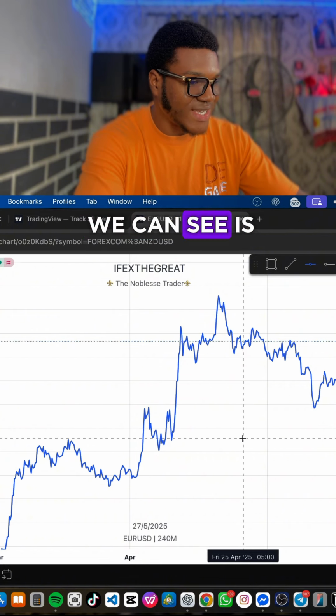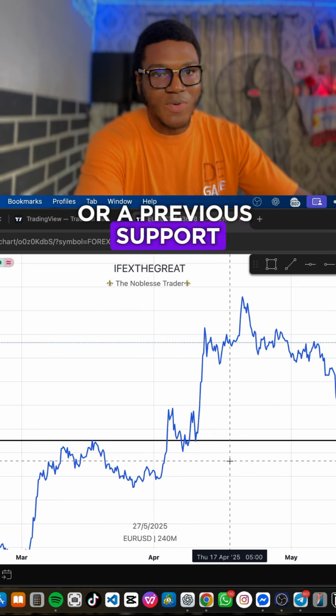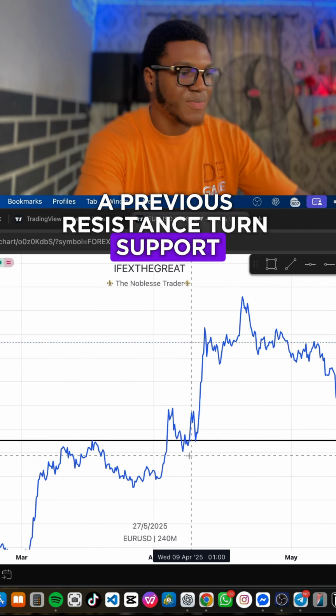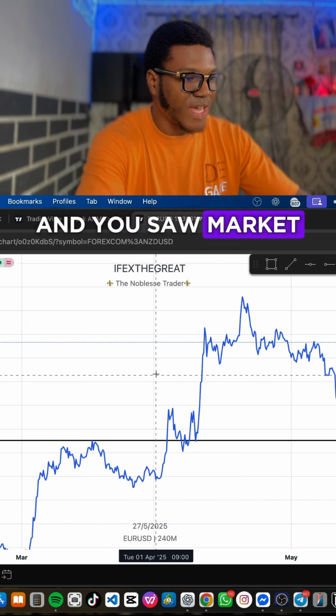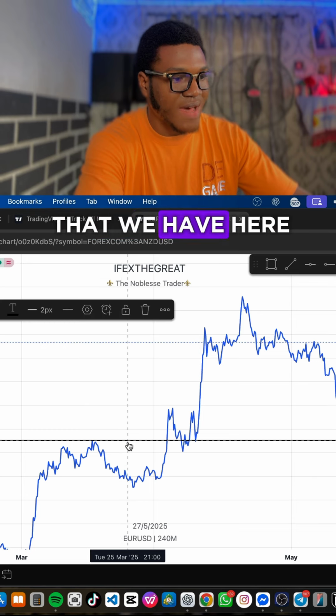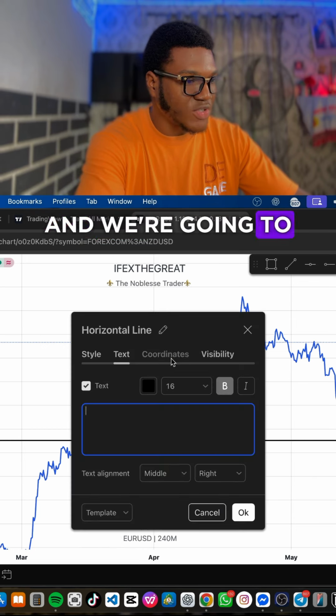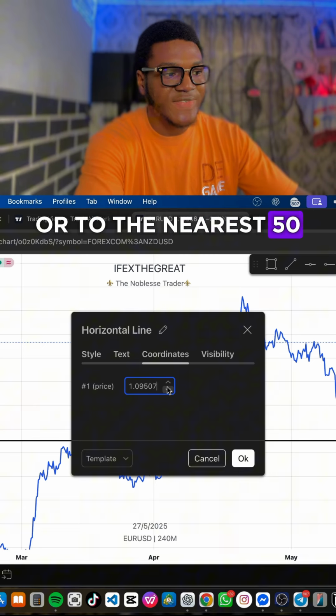So the first zone we can see is actually here. And why is this zone a previous resistance turned support? Because you see on the left side here we have resistance, and you saw the market broke above it and acted as support. So now this is going to be our first zone. We're going to click on it and just adjust the coordinates. It's best to always adjust the coordinates to the nearest 100 or the nearest 50.